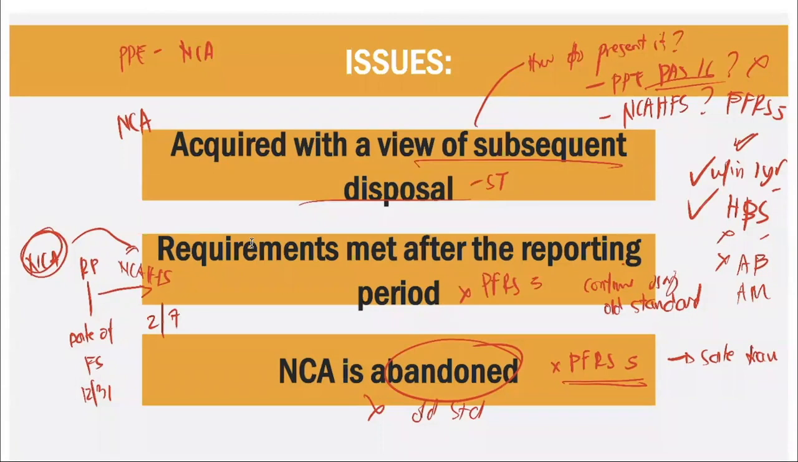Abandonment is not sale. Remember, in your held for sale, for us to say it is held for sale, there must be a sale transaction. Since there is no sale transaction on a non-current asset that is abandoned, you do not use PFRS 5, but you use the standard applicable on that asset.